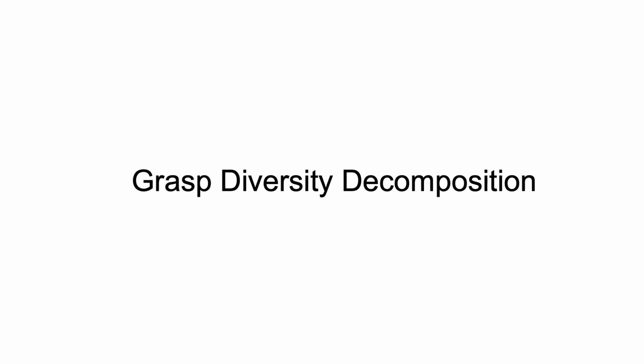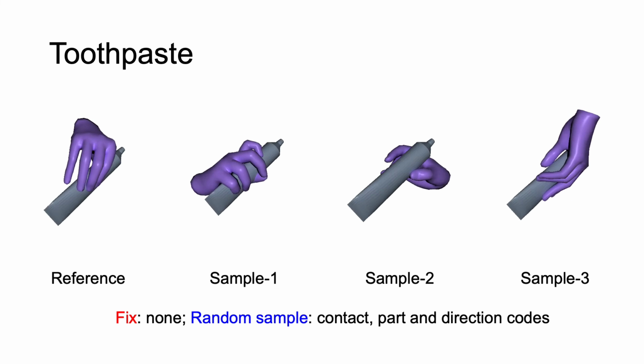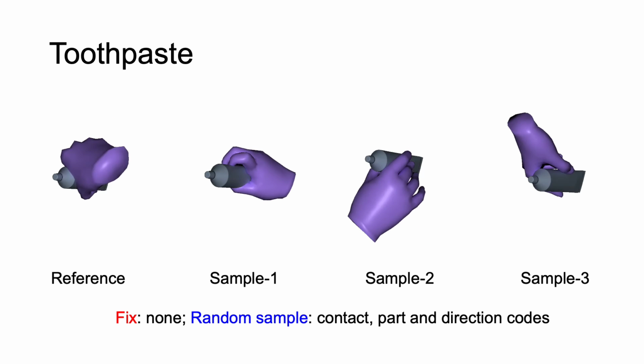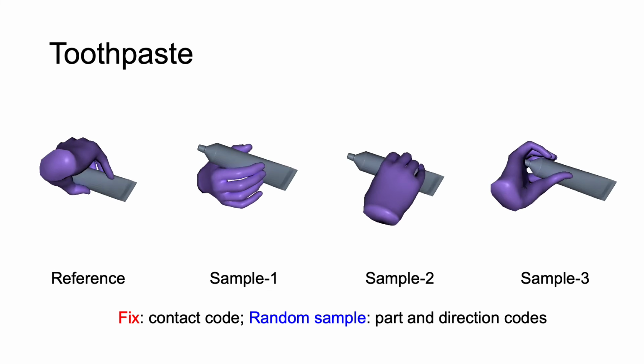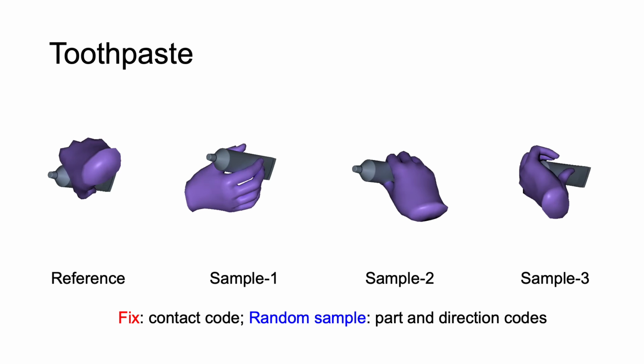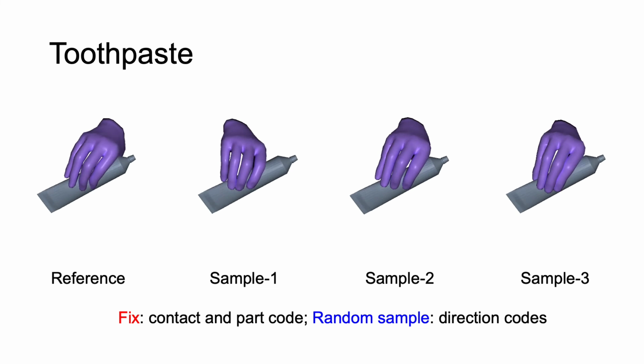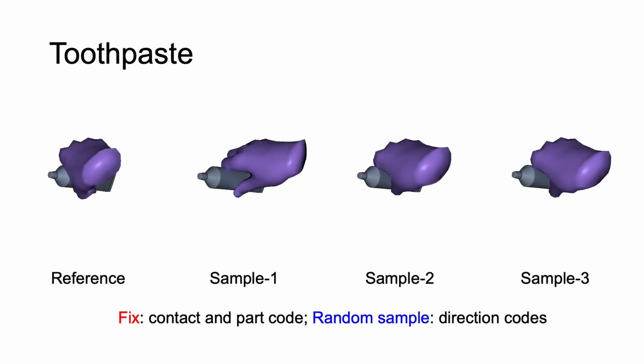We further illustrate the decomposition of diversity in our generated grasps across different components. First, we present generated grasps with all 3 latent codes randomly sampled. Then, we fix the contact code and randomly sample the remaining 2 latent codes. Finally, we fix contact and part codes and randomly sample the direction latent code only. The diversity of generated grasps decreases when we freeze more components.